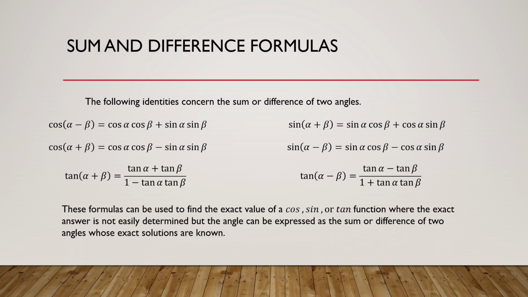These formulas can be used to find the exact value of a cosine, sine, or tangent function where the exact answer is not easily determined, but the angle can be expressed as a sum or difference of two angles whose exact solutions are known.